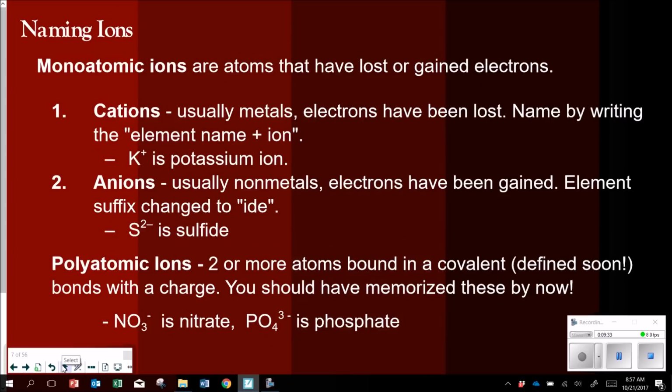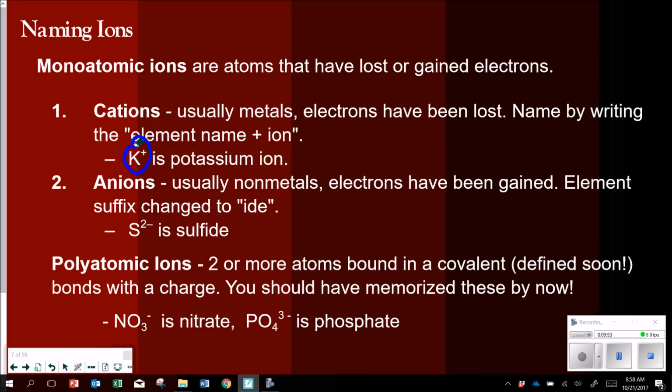Monoatomic ions are atoms that have lost or gained electrons. Again, this is review. The cation usually comes from a metal and electrons have been lost. We name them by writing the element name followed by the word ion. So for example, the K+ ion is the potassium ion.